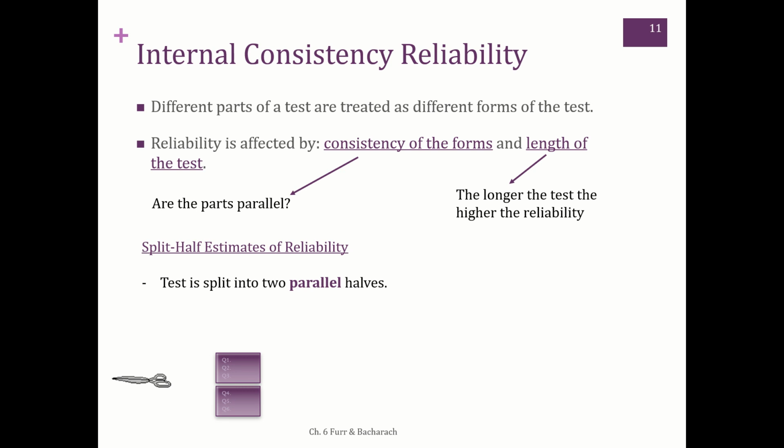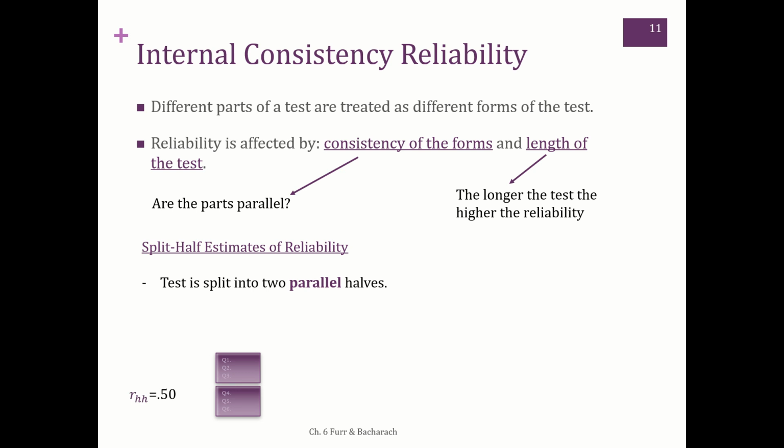Now, one issue with this is, sure, it's fine, we can cut the test in half, we can check the correlation between those two halves to get an idea about reliability, but the way that I cut the test influences my reliability. So if I just take first half, second half, I will get a certain correlation. If I take even numbers versus uneven numbers, I will get a correlation that's slightly different. So the way that I split my test influences my measure of reliability. Now obviously that's a little bit awkward and something that I try to avoid.